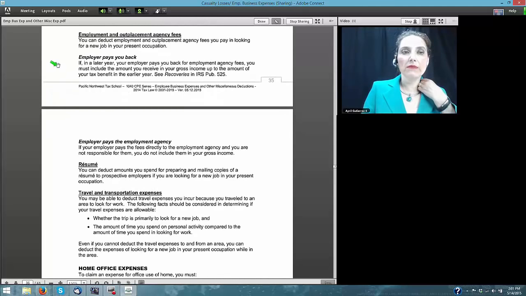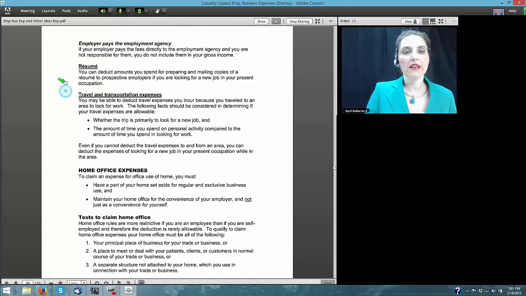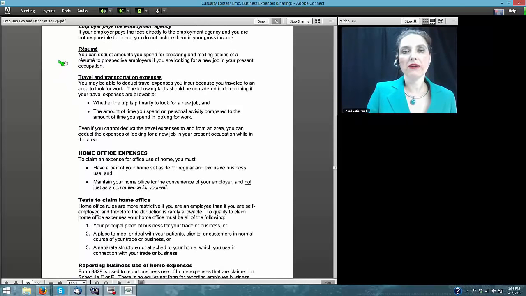And if an employer pays you back, though, and reimburses you for those employment agency fees, you must include the amount you receive in your gross income up to the amount of tax benefit in the earlier year. And if the employer pays the employment agency, then you don't need to include what that employer paid the employment agency in your income. You can deduct the cost you pay for preparing and mailing copies of a resume to prospective employers if you are looking for a new job, again, in your present occupation.